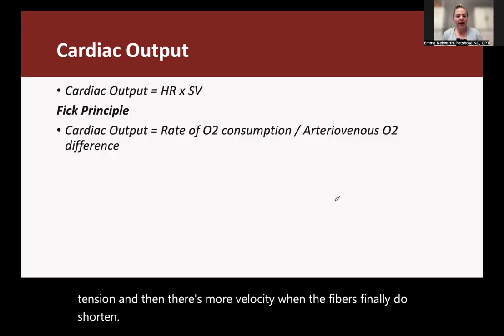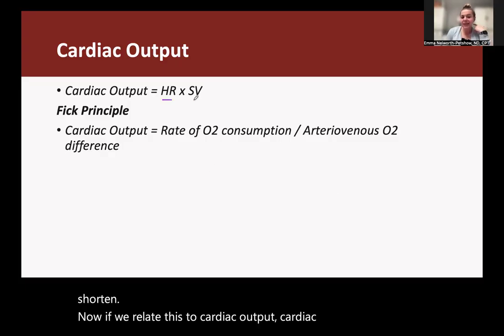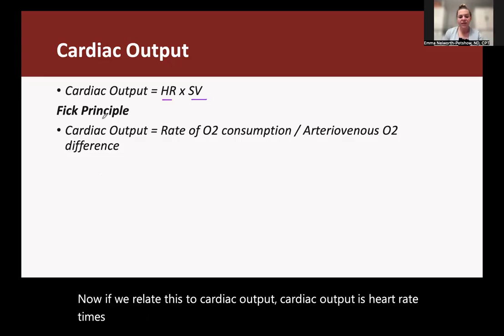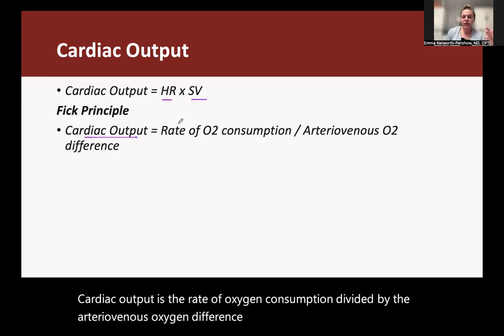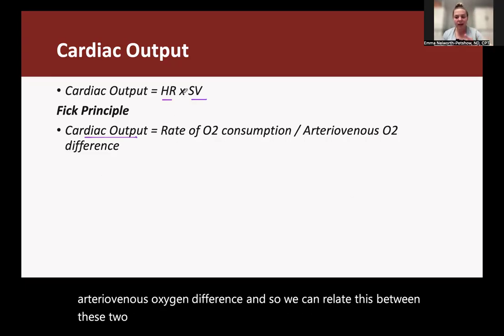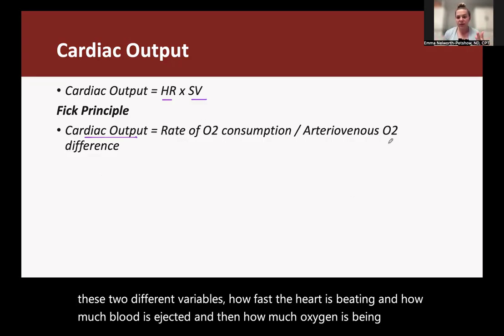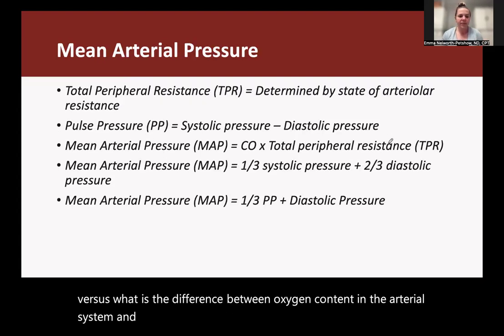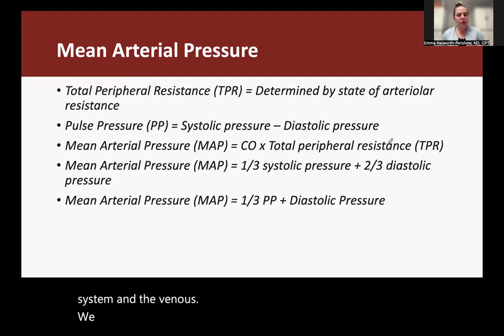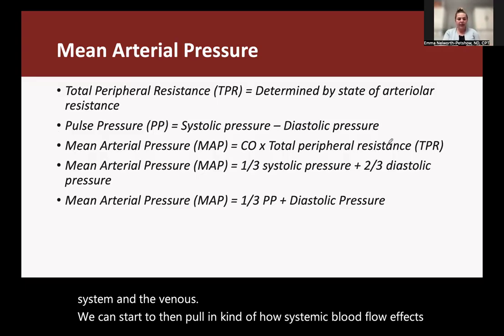Now, if we relate this to cardiac output, cardiac output is heart rate times stroke volume. We can look at this from the Fick principle. Cardiac output is the rate of oxygen consumption divided by the arteriovenous oxygen difference. And so we can relate these two different variables: how fast the heart is beating and how much blood is ejected, and then how much oxygen is being used versus the difference between oxygen content in the arterial system and the venous system. We can start to then pull in how systemic blood flow affects these different variables happening within the heart.